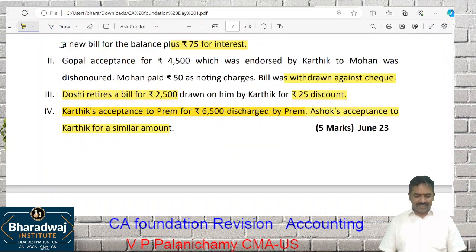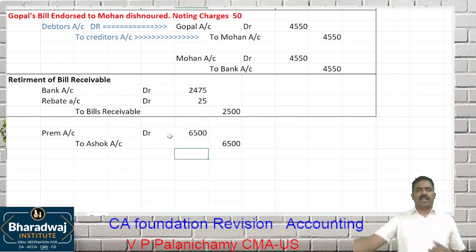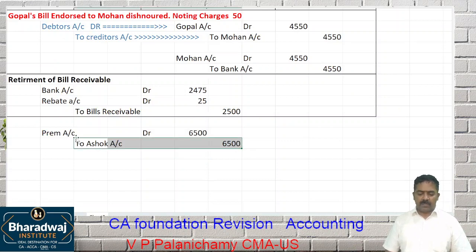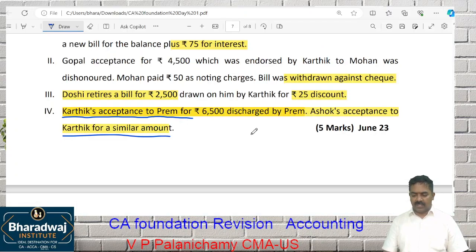Once again, I repeat. Karthik's acceptance to Prem for 6,500 was discharged by Prem's Ashok's acceptance to Karthik for a similar amount. See, instead of collecting and paying the money, okay, simple. I asked Ashok to pay the money to Prem. Prem gets the money, debit the receiver. Credit the giver. Sentence is a little confusing.